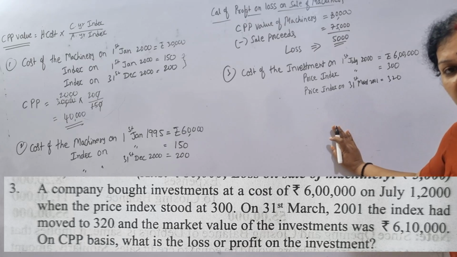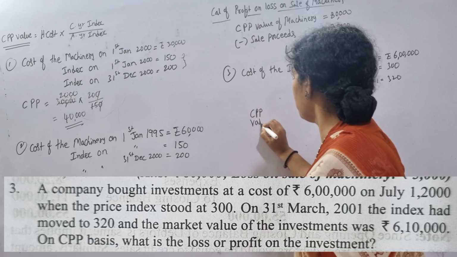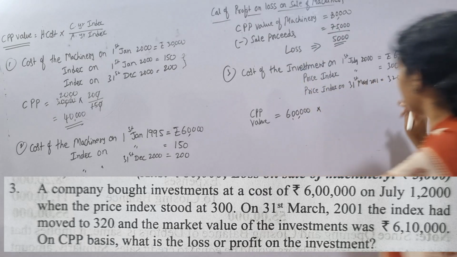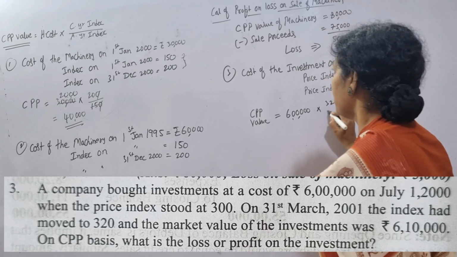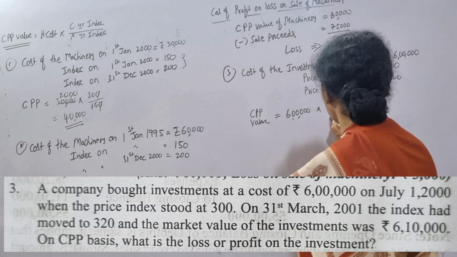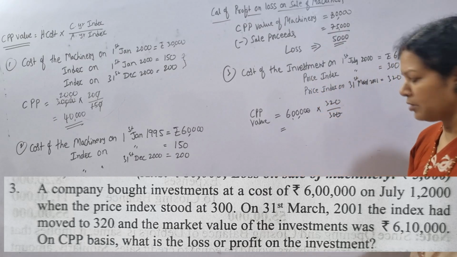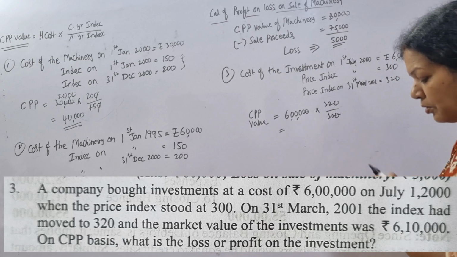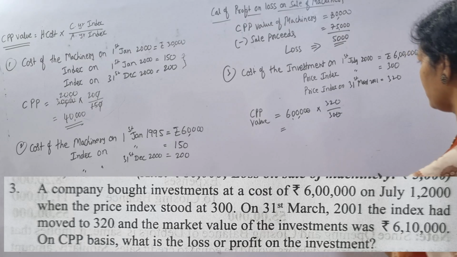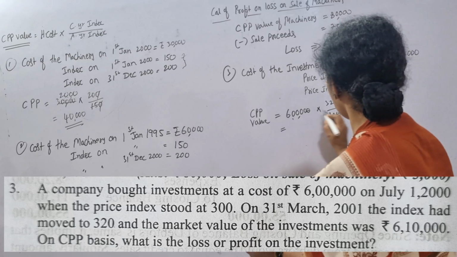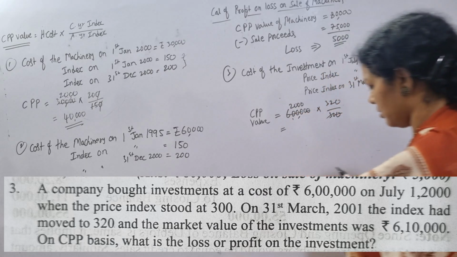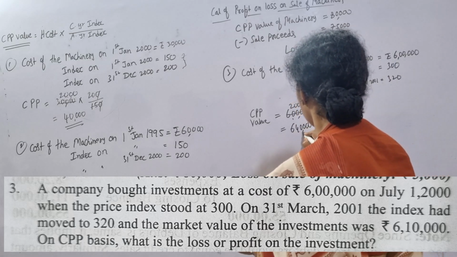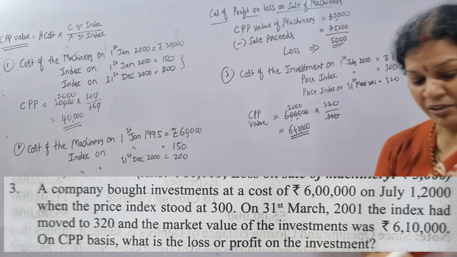Now according to that, we will first find the CPP value. CPP value is equal to, how do we calculate it? Historical cost, 6 lakh, into current year index, that is 320, divided by acquisition year index 300. If we calculate, 320 into 6 lakh, 320 into 6,000 only. The 3 is also there, so this is cancelled, and 3 twos means 2,000. 2,000 into 320 is 6,40,000. CPP value is 6,40,000. And what else have they given?